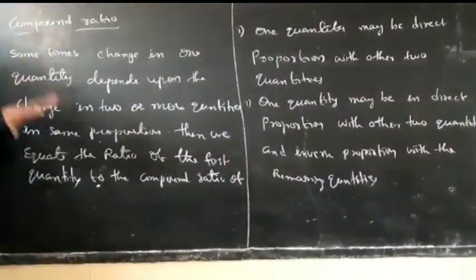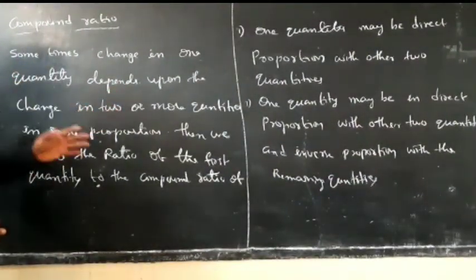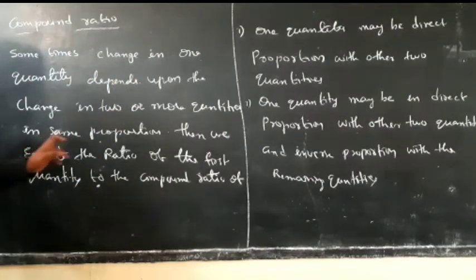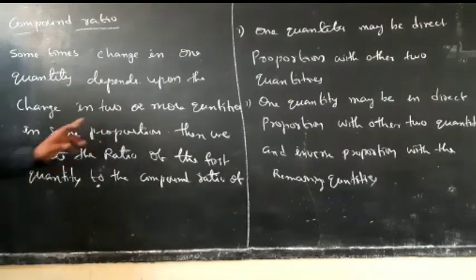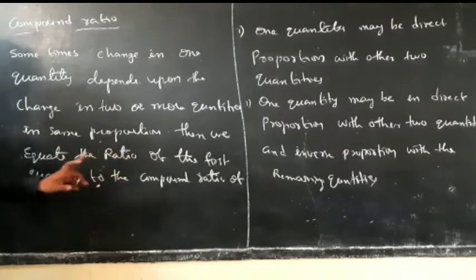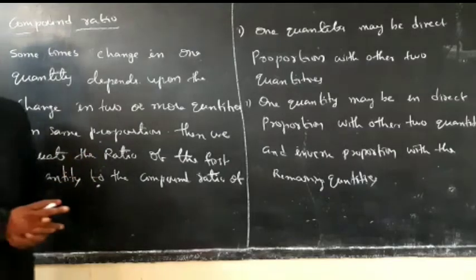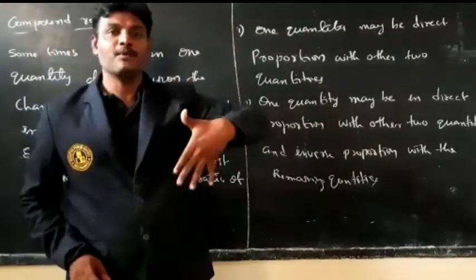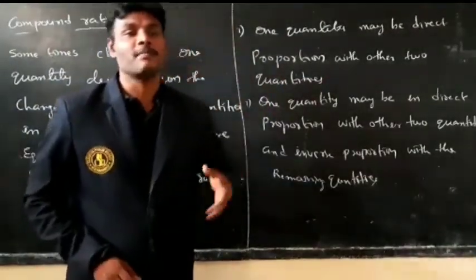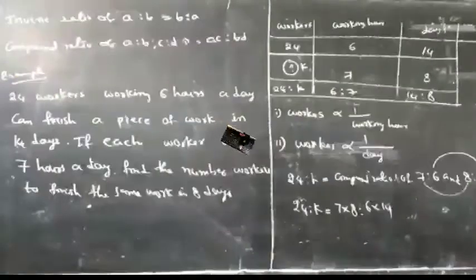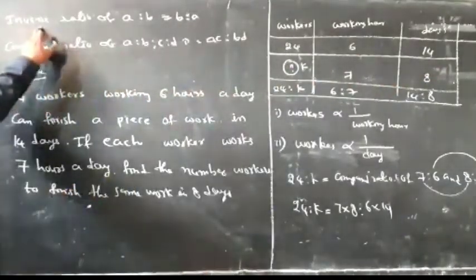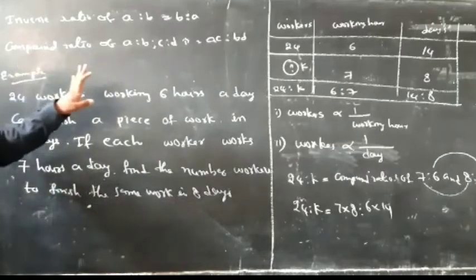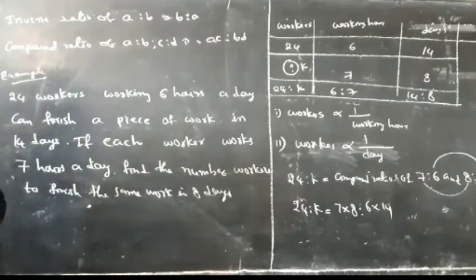Sometimes change in one quantity depends upon the change in two or more quantities in same proportion. Then we equate the ratio of the first quantity to the compound ratio of the other two quantities. One quantity may be directly proportional to another quantity or inversely proportional to another quantity. See here. The inverse ratio of A is to B is B is to A, and the compound ratio of A is to B and C is to D is AC is to BD.